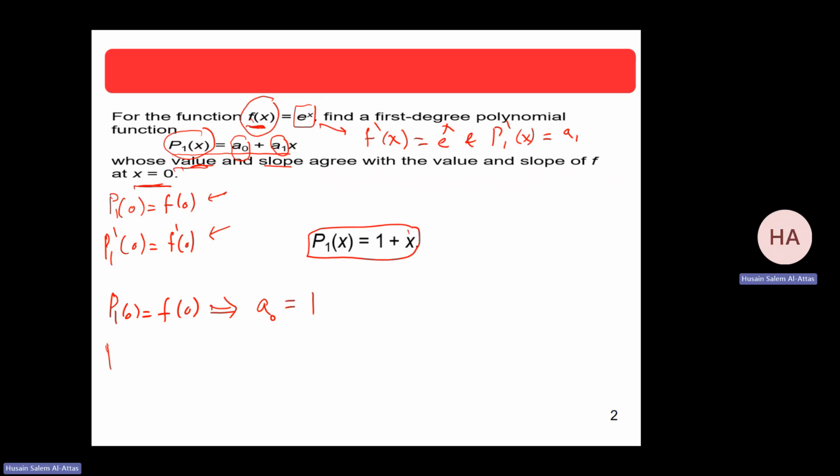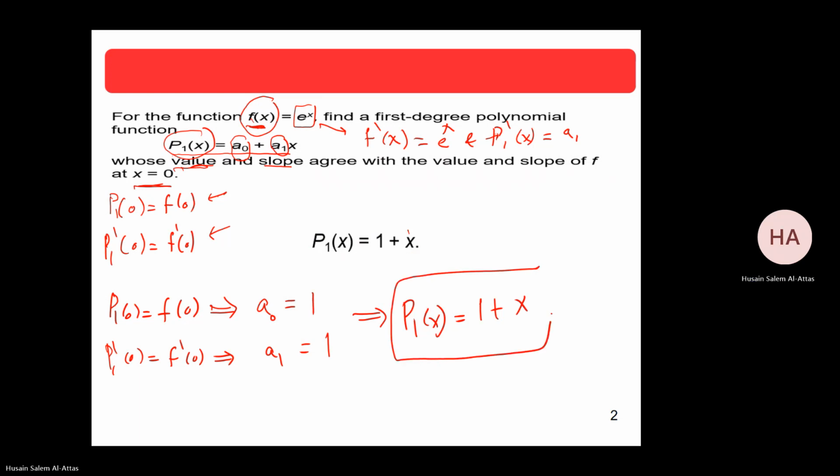Okay. Now P1 prime at 0 equals f prime at 0. So P1 prime at x, at 0 it will be A1. F prime at 0 it will be 1. So what will be P1 of x? A0 is 1, A1 is 1. So I have 1 plus x. So this polynomial agrees with this function at x equals 0 and also in the derivative, or the slope. Okay.